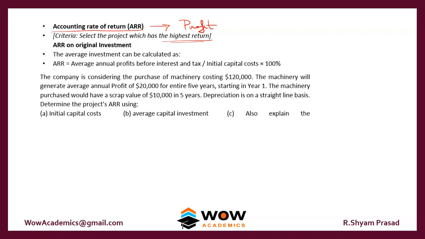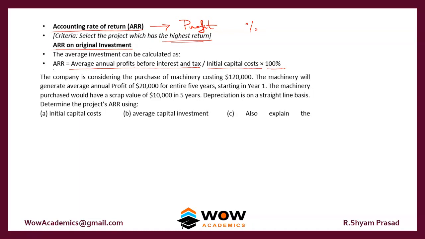Here we have two methods for solving this ARR. One is called the ARR on original investment, and the formula works like this. ARR equals average annual profits before interest and tax, so it's average annual PBIT divided by initial capital cost, into 100. The answer in ARR is always in percentage.